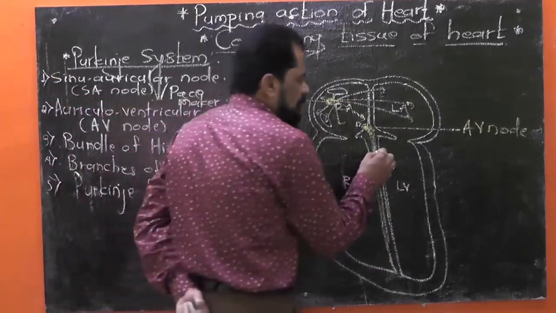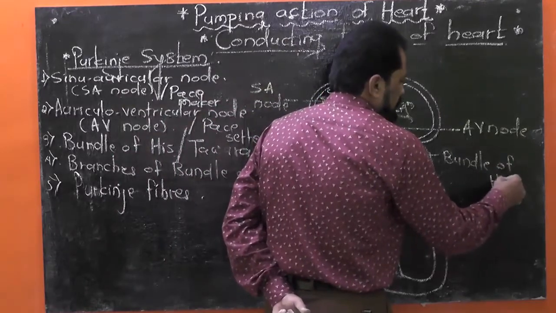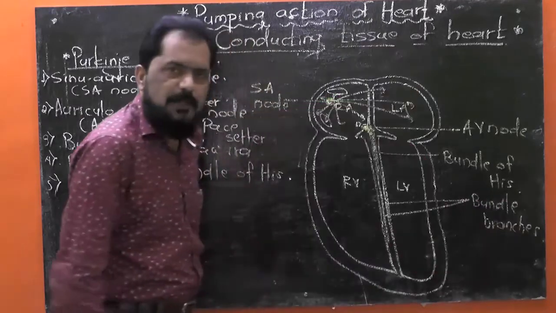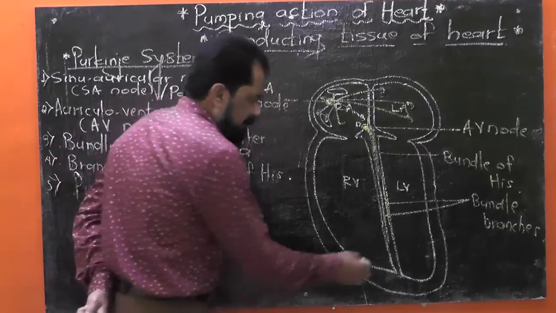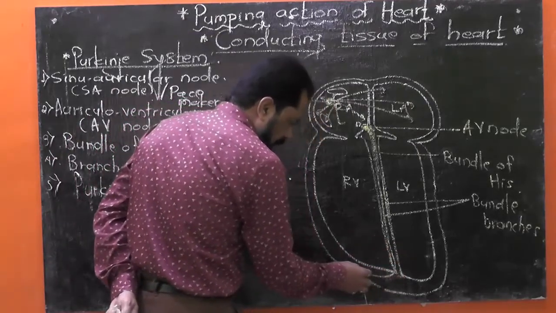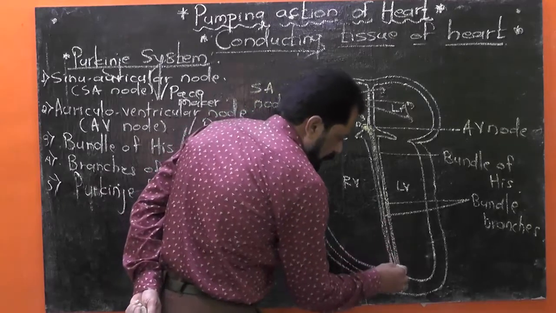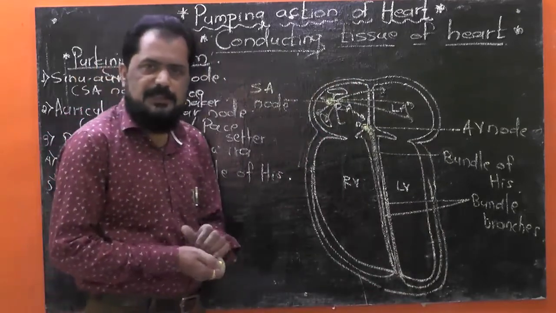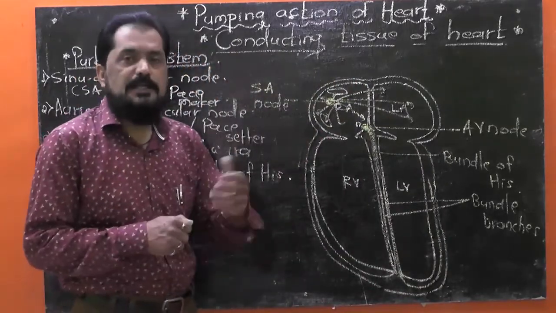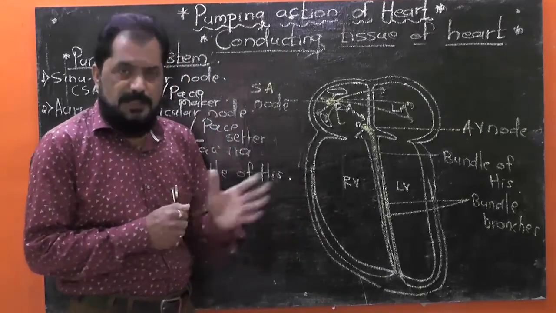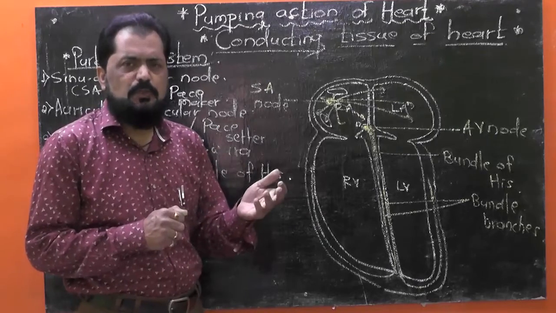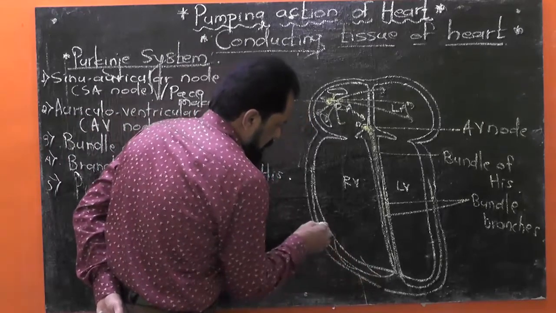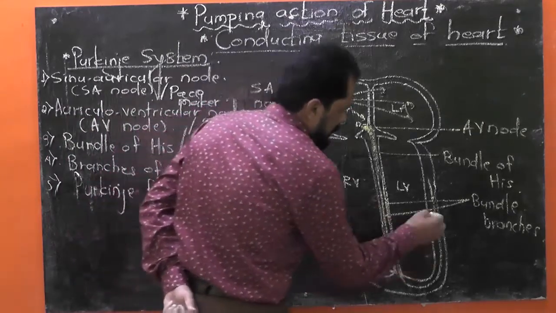Let me label. This is bundle of His and these are the bundle branches. The branches of bundle of His enter into the wall of each ventricle. It means one branch enters into the wall of left ventricle and another branch enters into the wall of right ventricle, and here it occurs the ramification of these branches. Ramification means it gives rise to many branched fibers known as Purkinje fibers. Here I am going to show these are the Purkinje fibers.